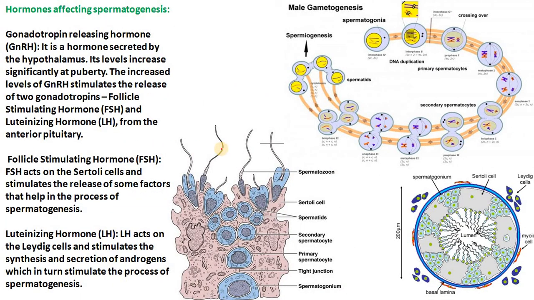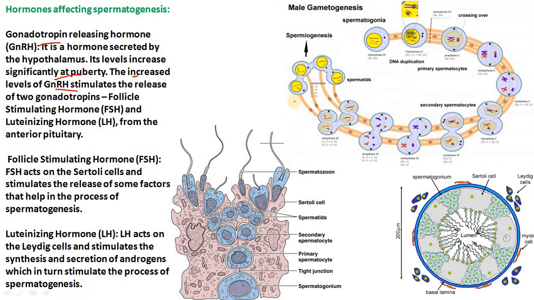What are the hormones that affect spermatogenesis? So, gonadotropin releasing hormone, GnRH, is a hormone secreted by the hypothalamus. Its levels increase significantly at puberty. The increased levels of GnRH stimulate the release of two gonadotropins, the follicle stimulating hormone and the luteinizing hormone, from the anterior pituitary. And the follicle stimulating hormone, FSH, acts on the Sertoli cells and stimulates the release of some factors that help in the process of spermatogenesis. And the LH, or luteinizing hormone, acts on the Leydig cells and stimulates the synthesis and secretion of androgens, which in turn stimulate the process of spermatogenesis.